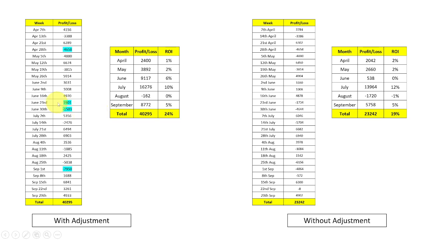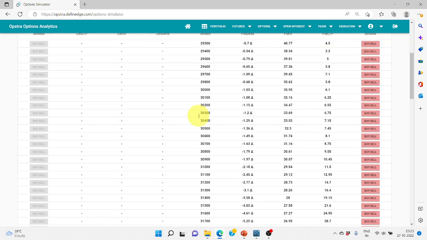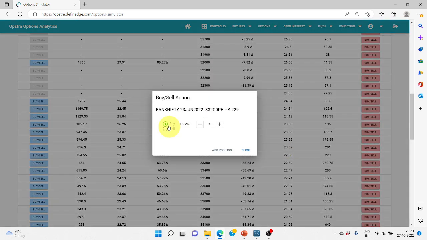First we'll take June 23rd. I have already put this June 23rd here. Bank Nifty's spot is at 33,700, so 500 points away is 33,200. We are going to buy two lots.